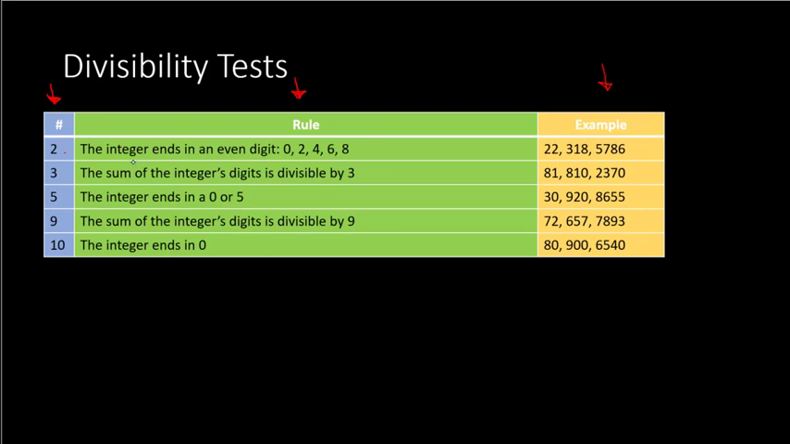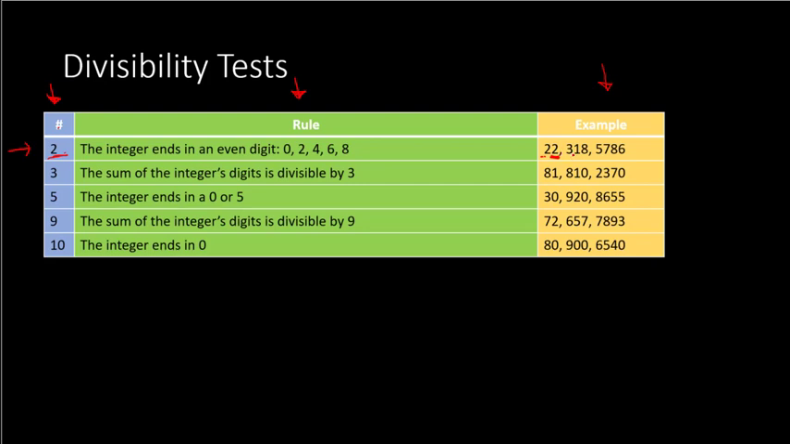All right, so looking at this first row right here, how to determine if we can divide a number by 2. So the rule is, if the number ends in an even digit, so 0, 2, 4, 6, or 8, then the entire number can be divided by 2. So if you look at the first number of 22, notice the last digit is a 2. So that's an even number, so therefore we can divide 22 by 2.